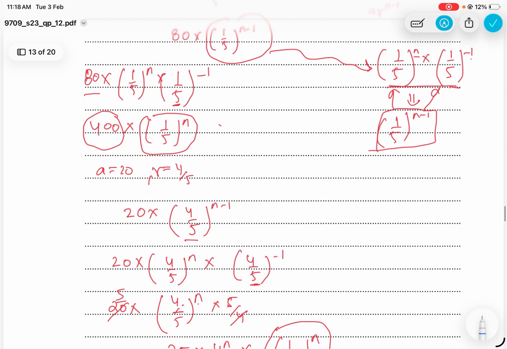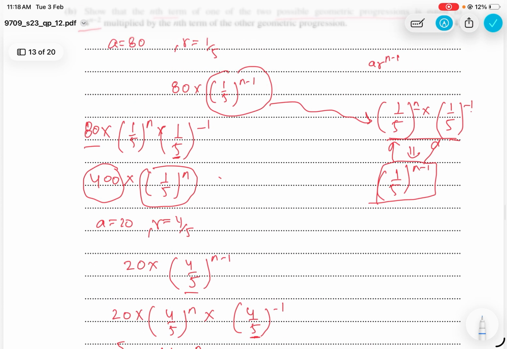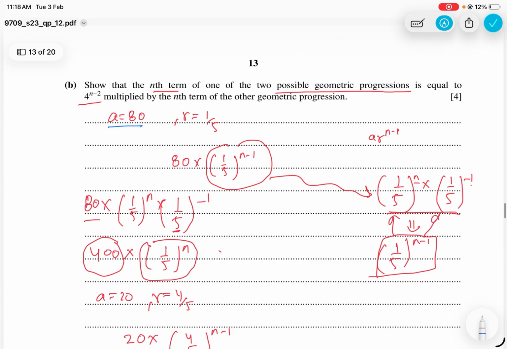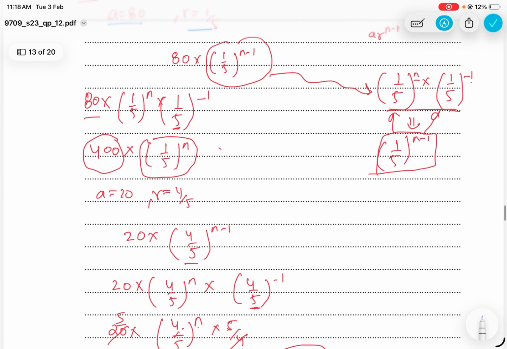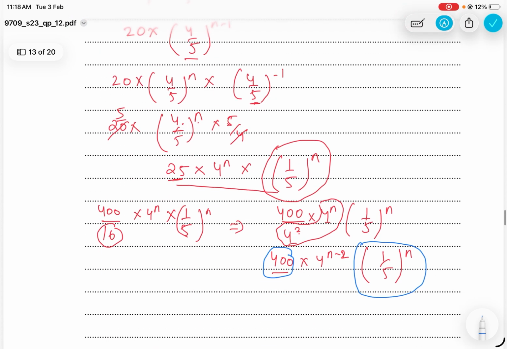This is the nth term of the previous one in which A was 80 and R was 1/5. Look carefully: 400 times 1/5 power n. And if we multiply the same by 4n minus 2, we get the next nth term. Yes or no? We get the next nth term or not?